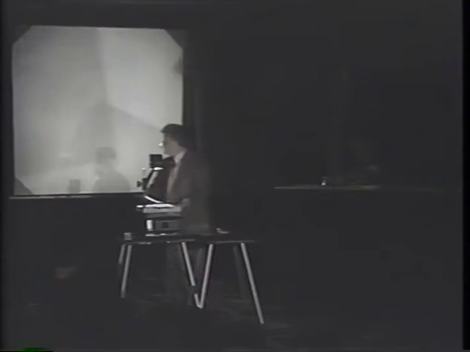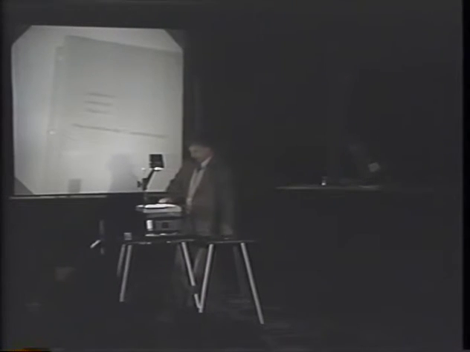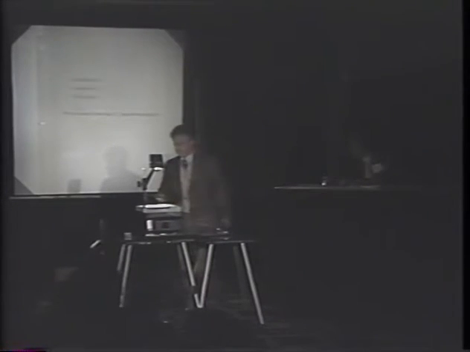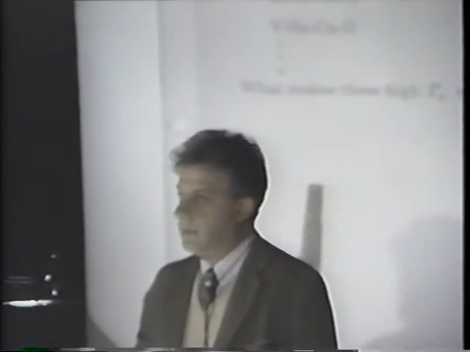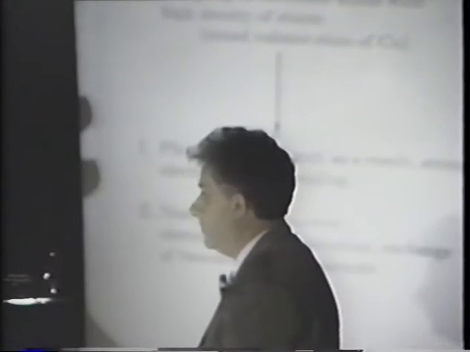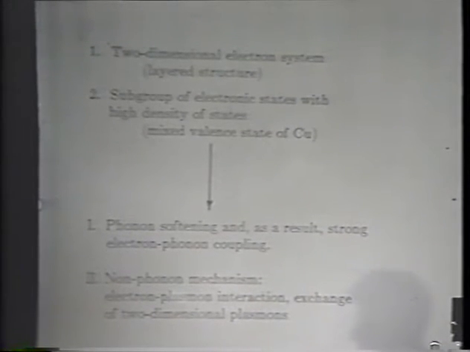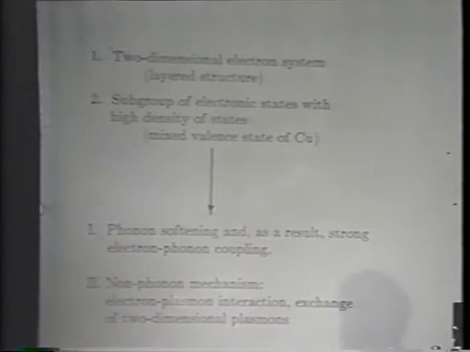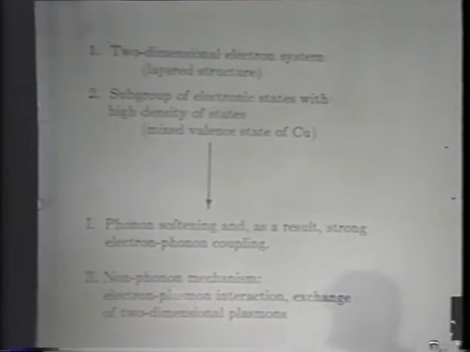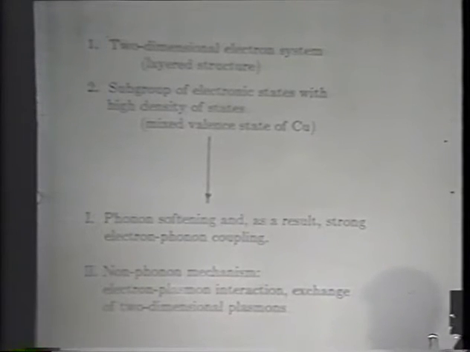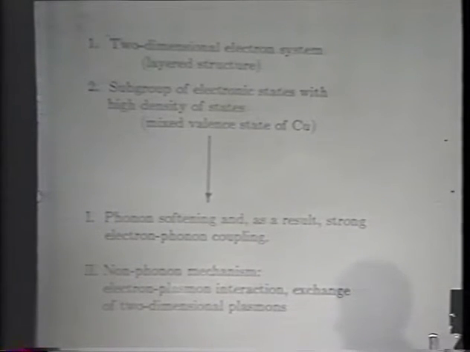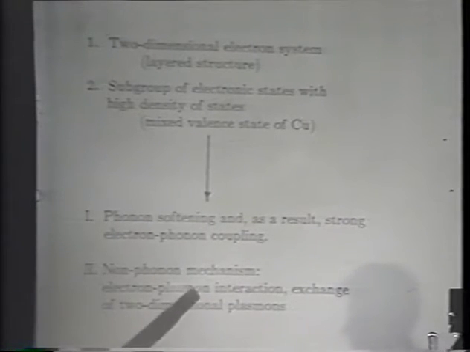Okay, we have the following key question. What makes this high Tc material unique relative to hundreds of other superconductors? These materials have two prominent features. First of all, they contain a two-dimensional electron system. And secondly, they contain a subgroup of electronic states with high density of states. Based on these two features, without any additional assumption, one can show theoretically that two major conclusions follow.